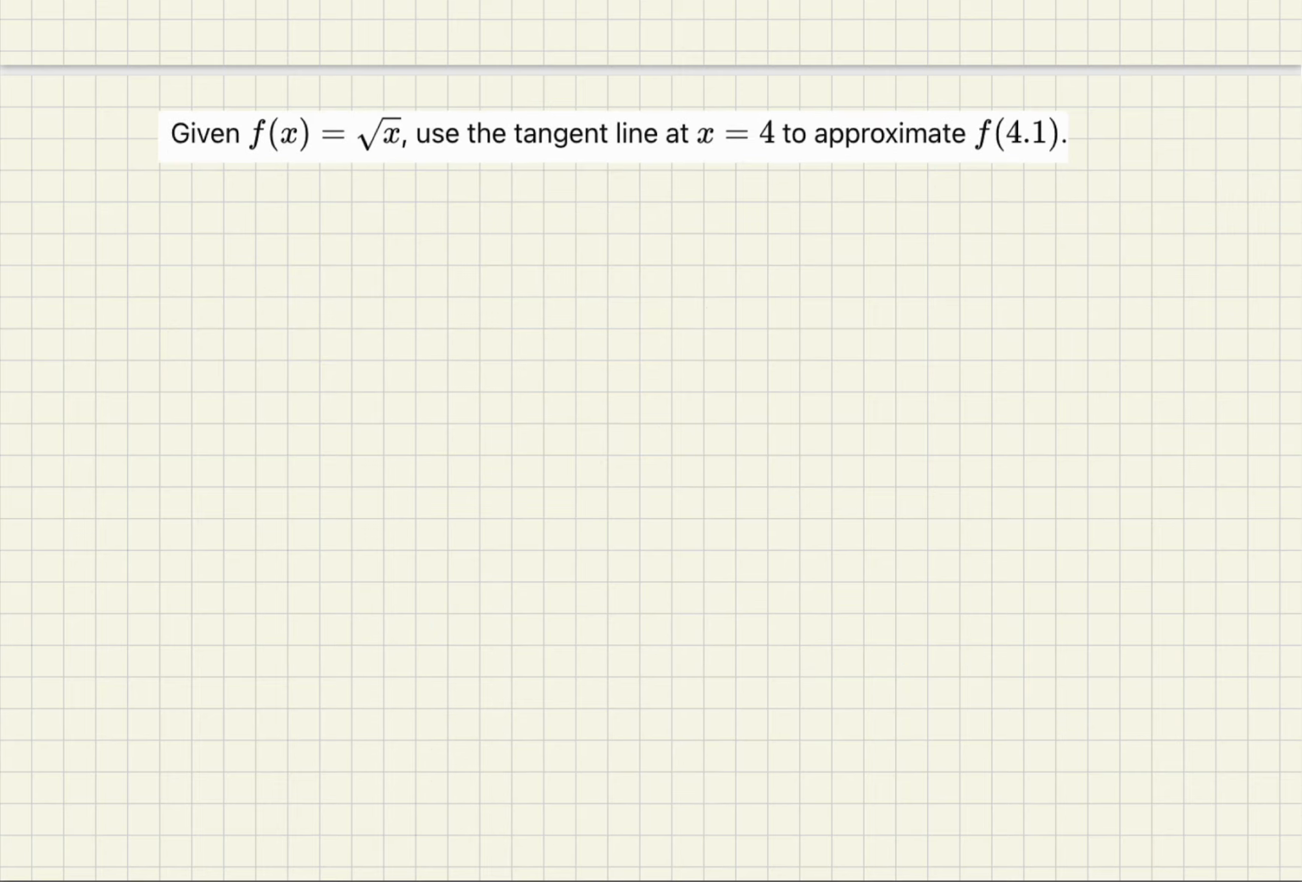So in this question, we have the function f of x equals square root of x, and the tangent line is at x equals 4, and we need to approximate f at x equals 4.1.